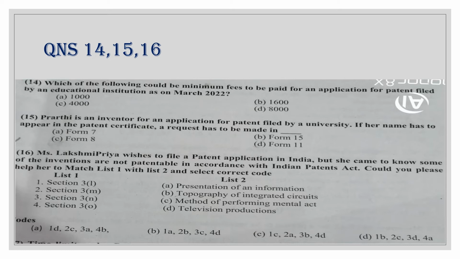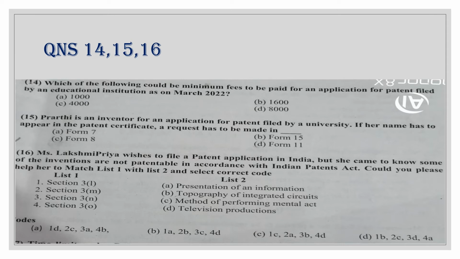Ms. Lakshmi Priya wishes to file a patent application in India, but she came to know some of the inventions are not patentable in accordance with Indian Patent Act. Could you please help her to match list 1 with list 2 and select the correct code? Yes, we must go through list 1 and list 2. And when we go to the codes, option A is the correct one. That means 1D, 2C, 3A, 4B.